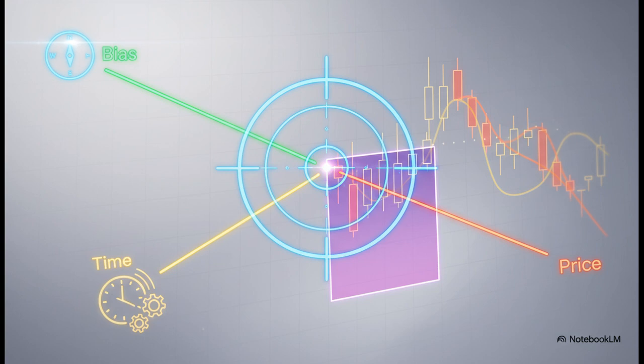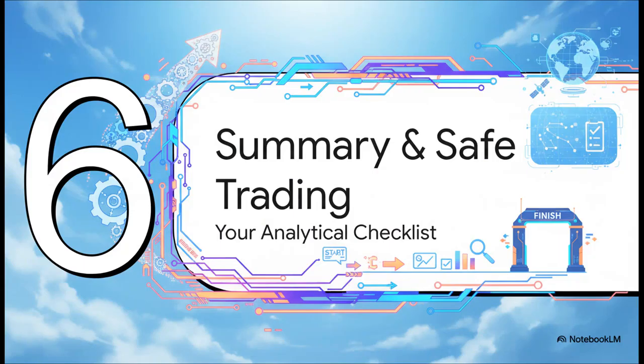So what does a defined bias really mean in practice? It's not a wild guess. It means you know your direction, and then you have the discipline to wait for price to trade down to one of those specific PD arrays we talked about, into a discount area for a buy or up into a premium area for a sell. It's that perfect storm of the right price at the right time with the right bias that creates a true high probability setup.